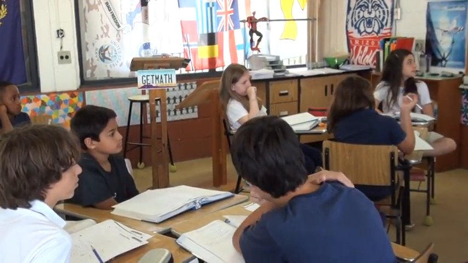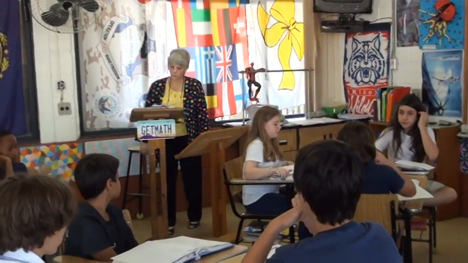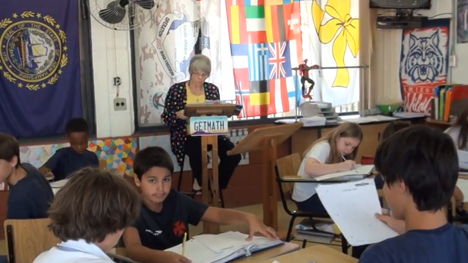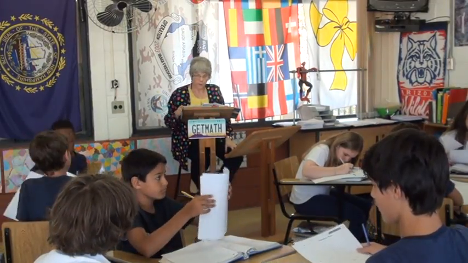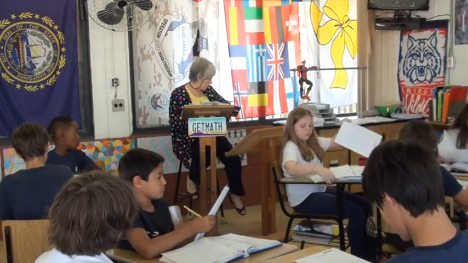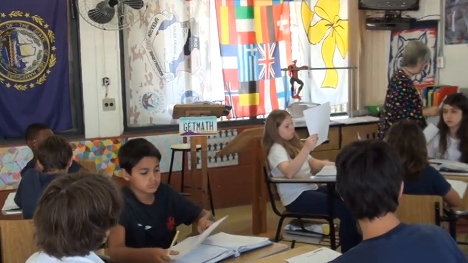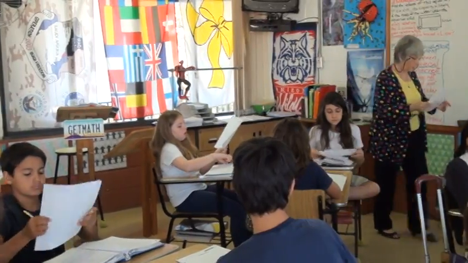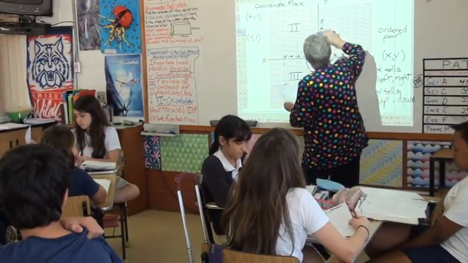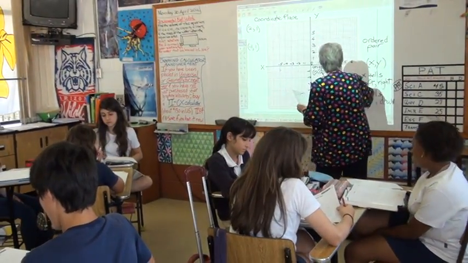Everybody understand? Okay. Now, let's look at our papers that I gave you. And we have just gone over everything on that first page. Now, the one thing I want you to notice is that they have plotted certain points there, right? They have plotted a negative 3, 2, a 3, 2, a negative 3, negative 2, and a 3, negative 2.